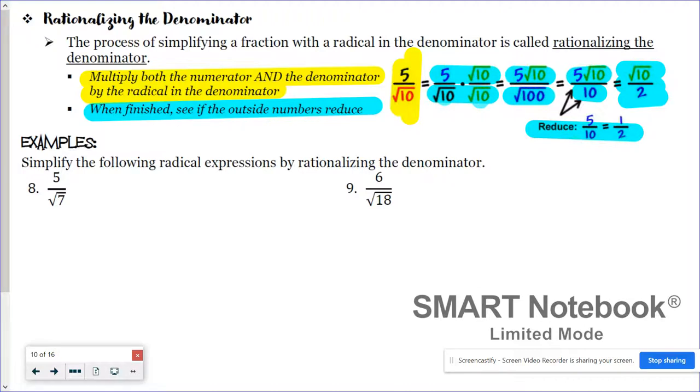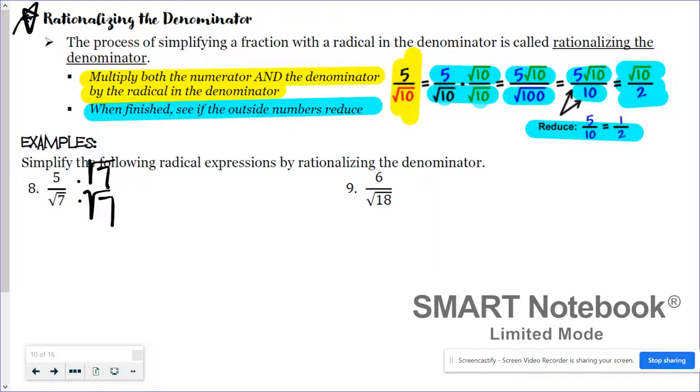So in number 8, I have 5 over the square root of 7. So 5 is an outsider, 7 is an insider, so they're not going to mix. So I can't do any of my tricks here. So I'm going to go straight to rationalizing the denominator. I'm going to multiply the top and the bottom by the square root of 7.